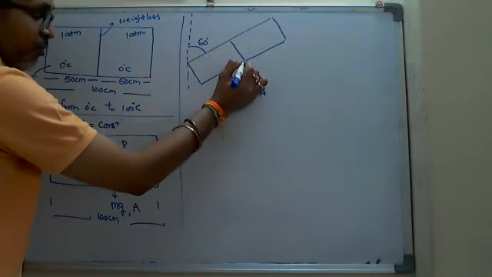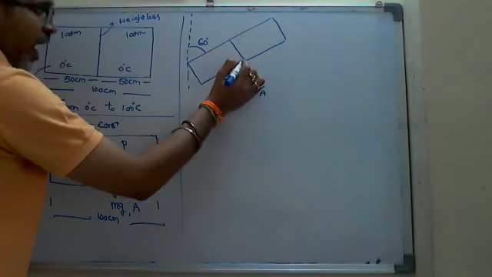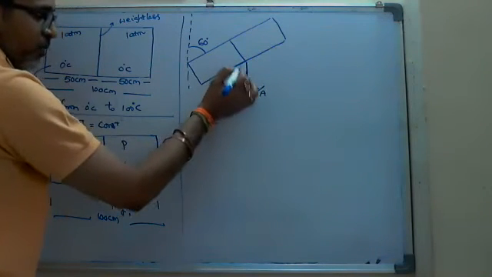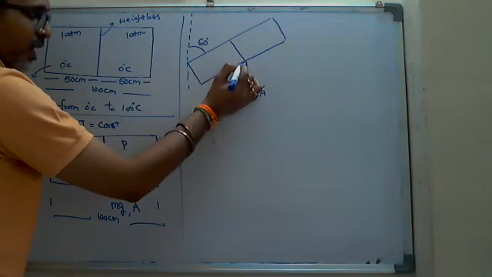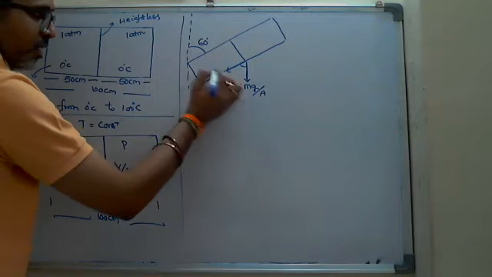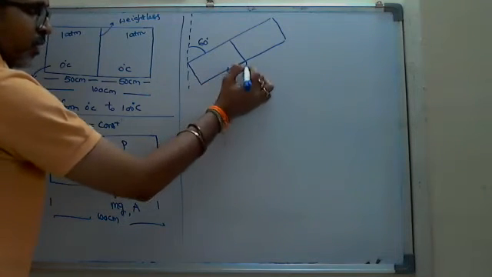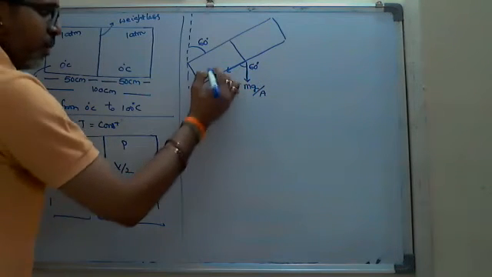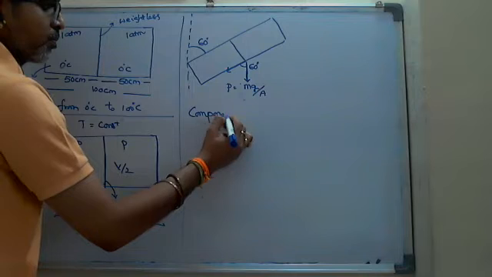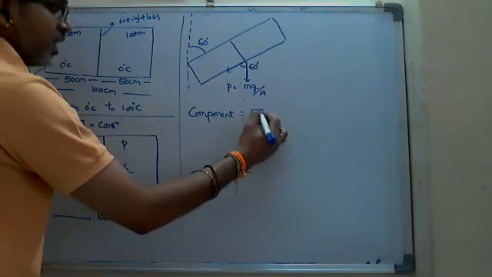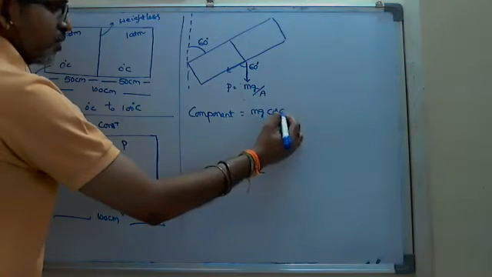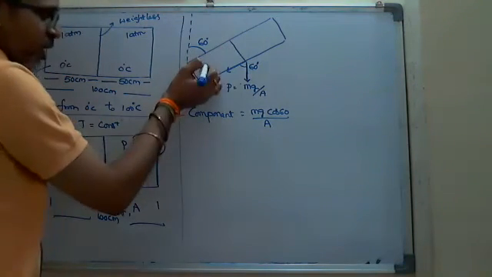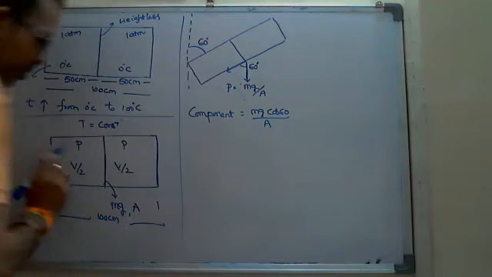If you resolve it into components, I require one component like this. You won't get the component in the opposite direction. Clearly, it is not the angle with the horizontal, so I can't say it is mg sin theta straight away. It is making an angle of 60 degrees with the vertical. So its component will be mg cos theta, cos 60, divided by area. This is the extra pressure acting on the lower part, means the left side part.